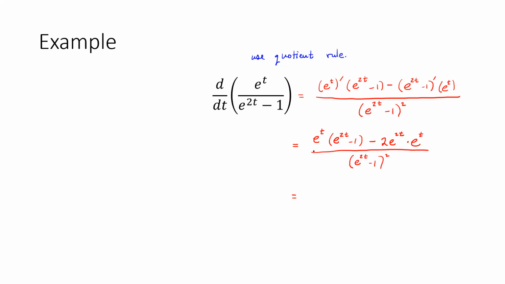So what we can do here is just do a little bit of simplifying. I can distribute e to the t here. That'll give me e to the 3t minus e to the t. And then here minus 2e to the 3t.